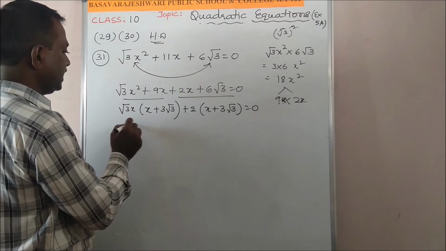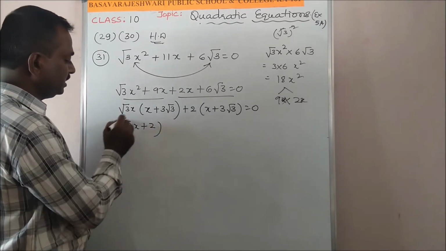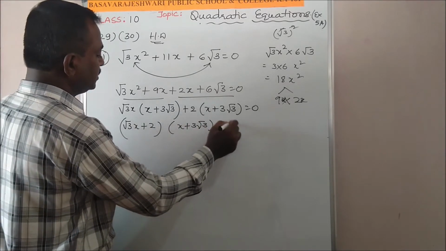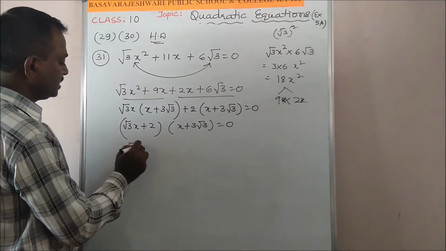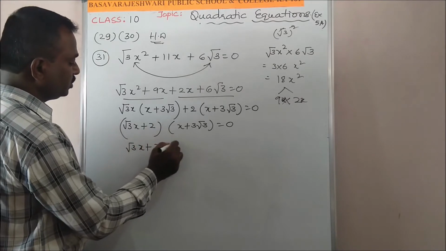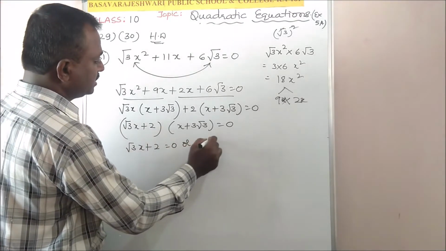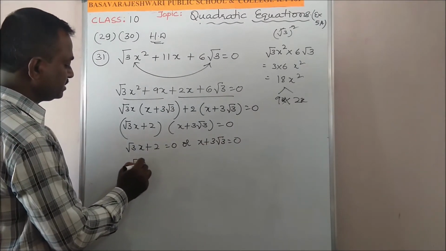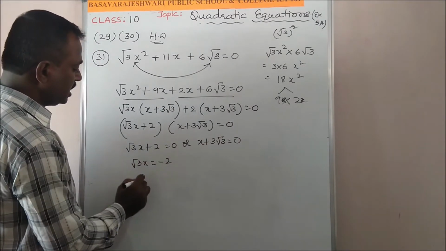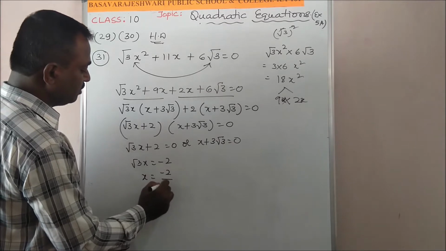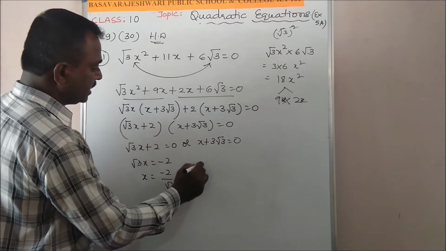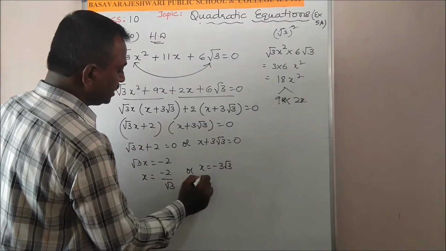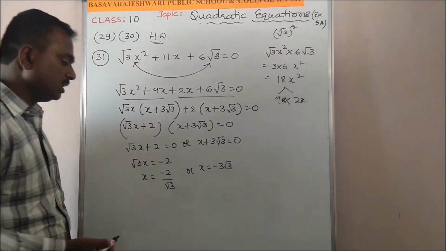So root 3x plus 2 is one factor. X plus 3 root 3 is another factor is equal to 0. Either root 3x plus 2 is equal to 0 or x plus 3 root 3 is equal to 0. Or root 3x is equal to minus 2, or x is equal to minus 2 by root 3, or x plus 3 root 3 is equal to 0, or x is equal to minus 3 root 3.